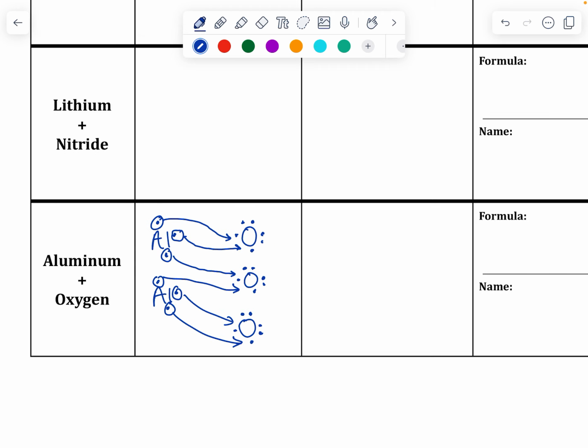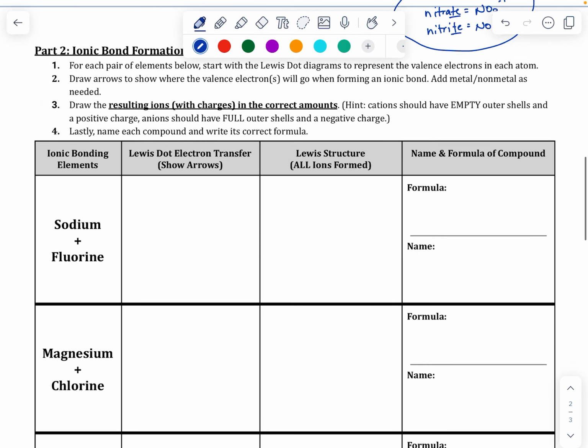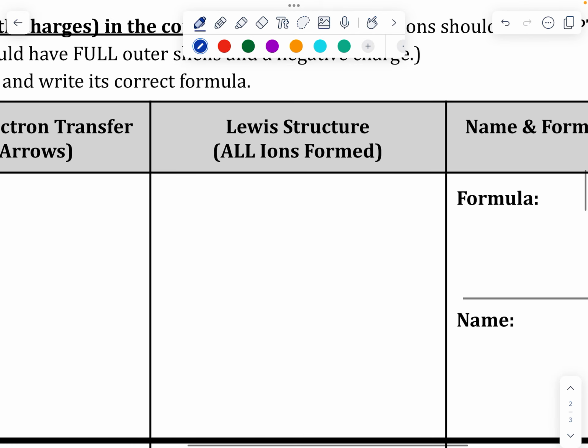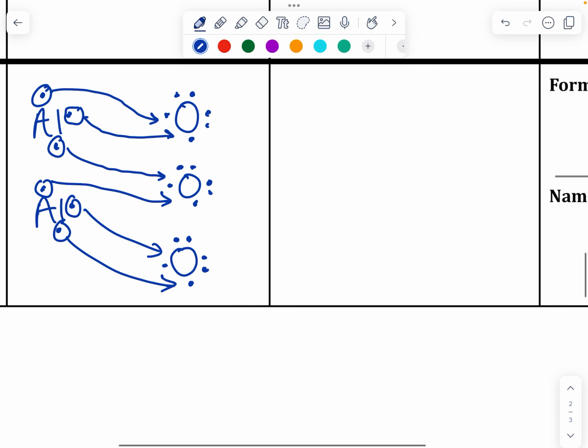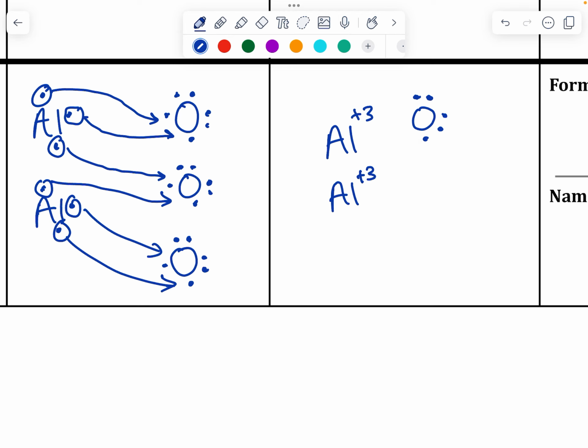And then, of course, we have what we are calling a Lewis structure, but it's really just all of the ions formed based on the transfer of electrons. So both of these aluminum lost 3 electrons to form their +3 ion charge, and then all 3 of these oxygen gained 2 electrons to form a -2 ion charge.